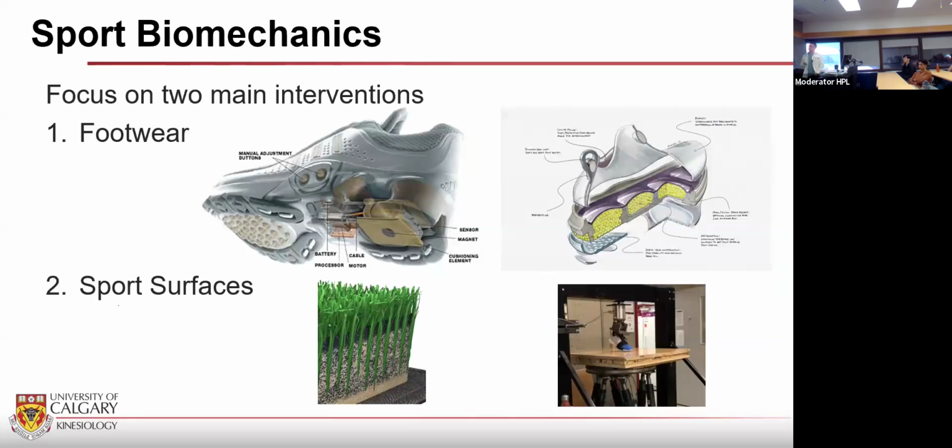So in terms of our two focuses, I spent quite a bit of time on footwear. Now I'm going to briefly touch on some sports surface research that we've done and are currently doing. And this research is going to be focused again on cleated footwear and on non-infill artificial turf.